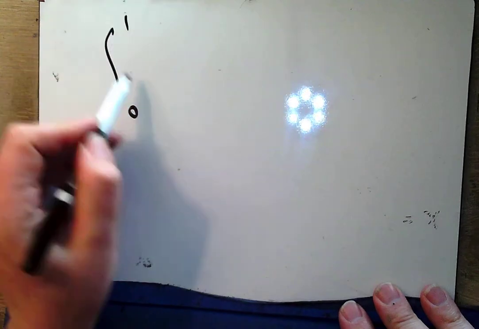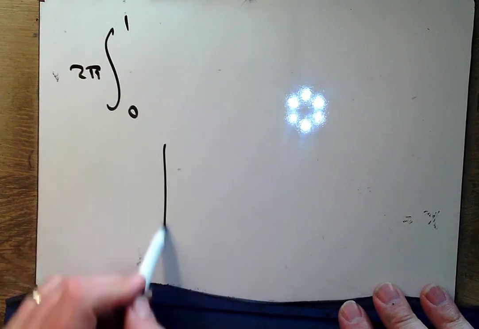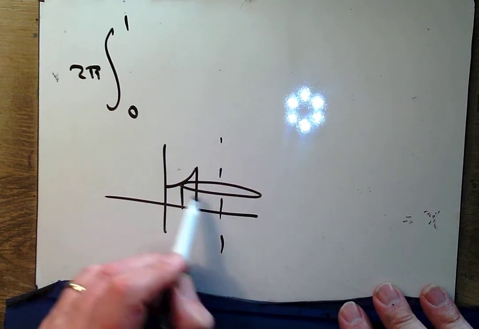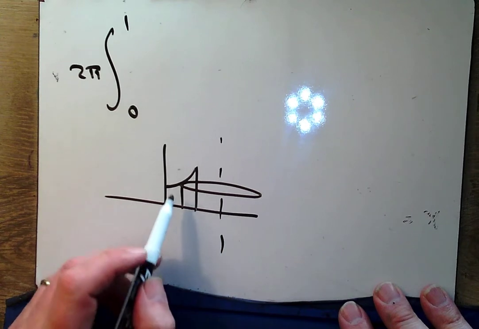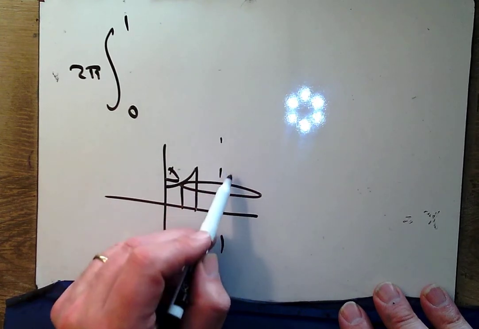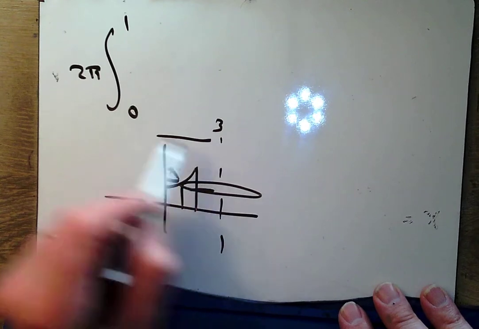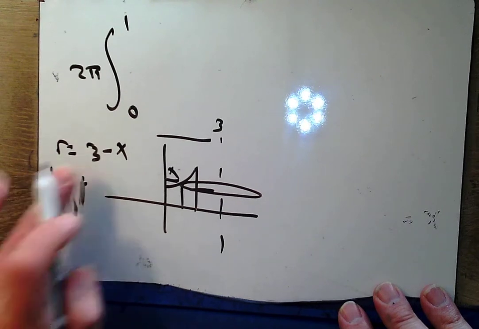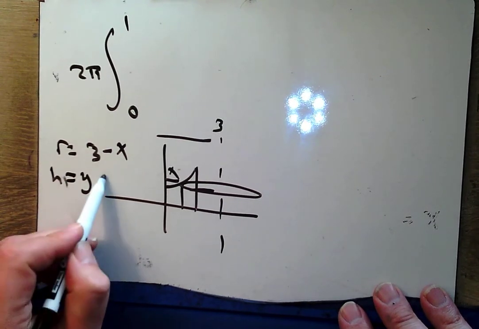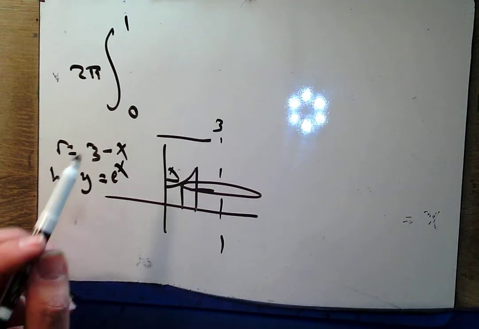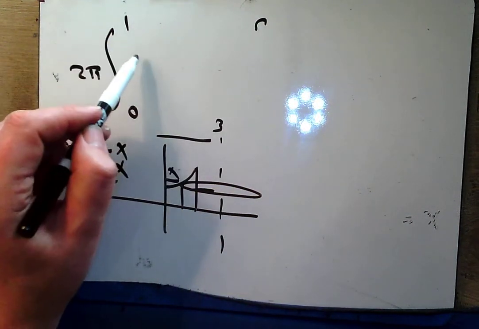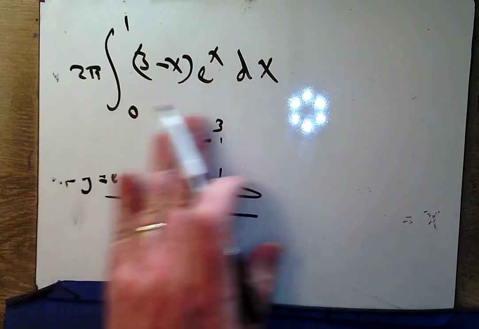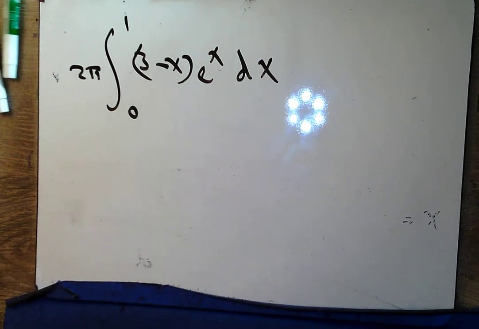Okay, we were going from 0 to 1. We had 2 pi. We were saying that radius, this is x, and this is 3. And so radius is 3 minus x, and our height is our y value, and our y value is e to the x. So I'm integrating 3 minus x e to the x dx, and I should be able to do this on the calculator.